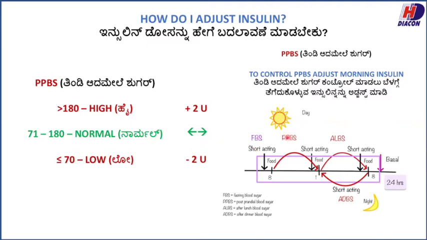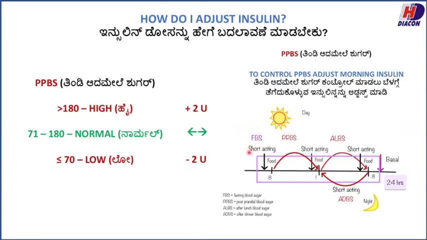If your PPBS is more than 180, let's say it's 200, that means the amount of insulin you've taken in the morning with breakfast is not enough for you. So you increase the dose by 2 units. If you have a low sugar here within this 6-hour window after breakfast and any time before lunch, your value is 70 or below 70, that means the amount of insulin you've taken in the morning is more for you. So reduce the dose the next day. You've already taken the injection that day.